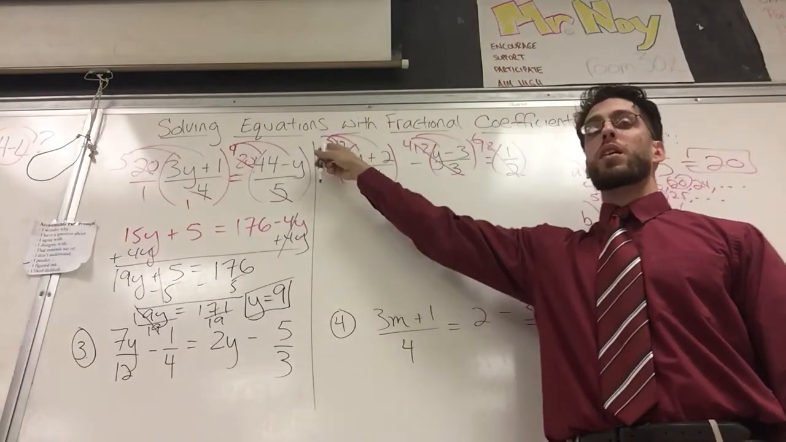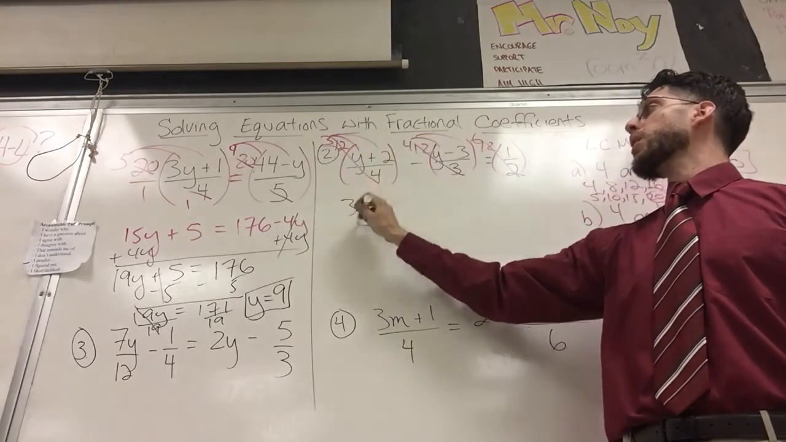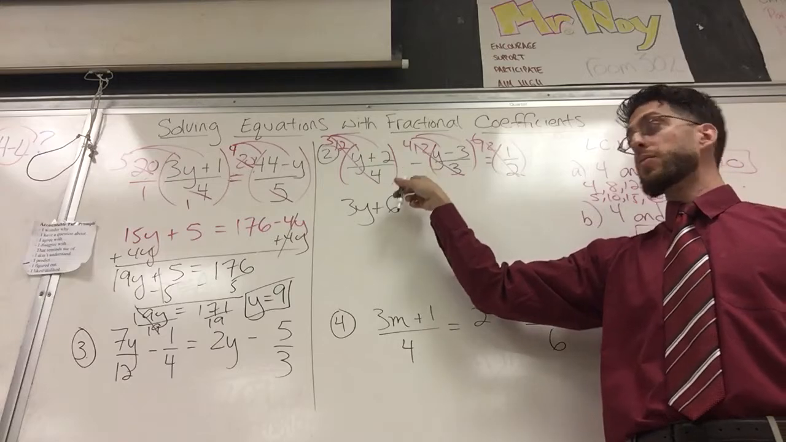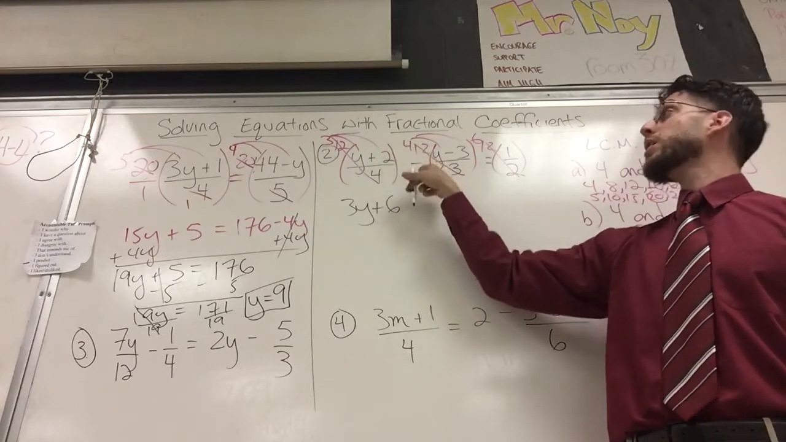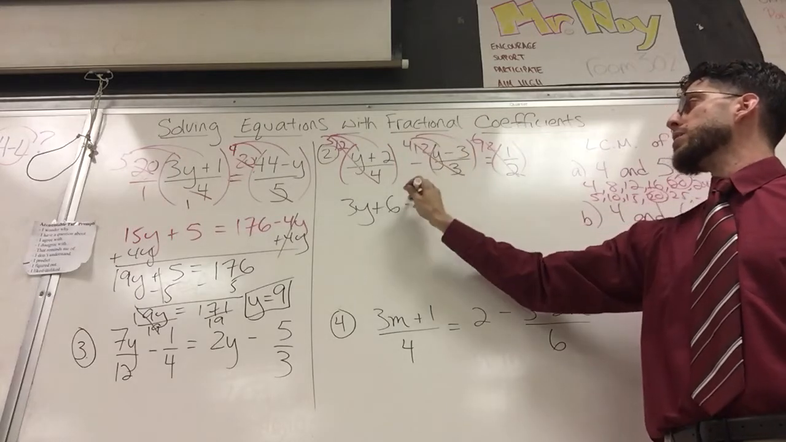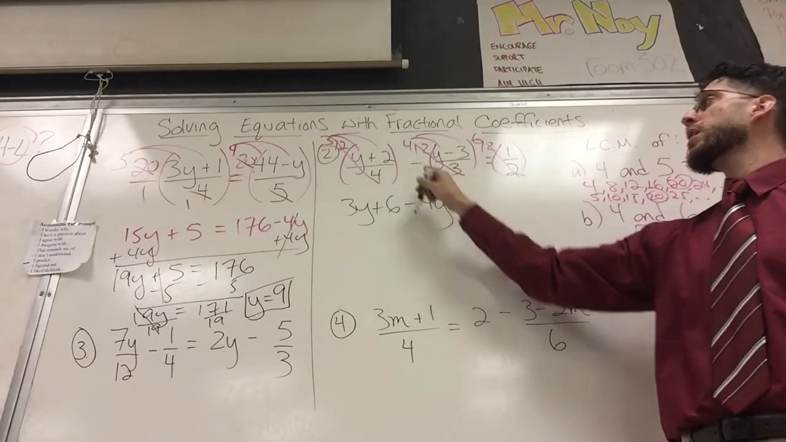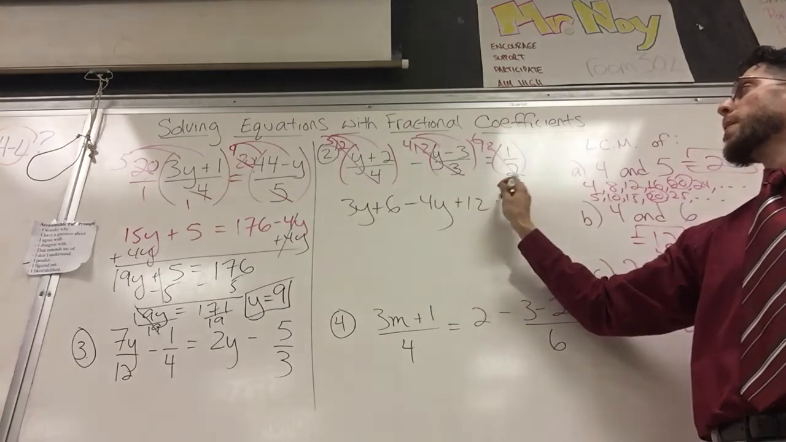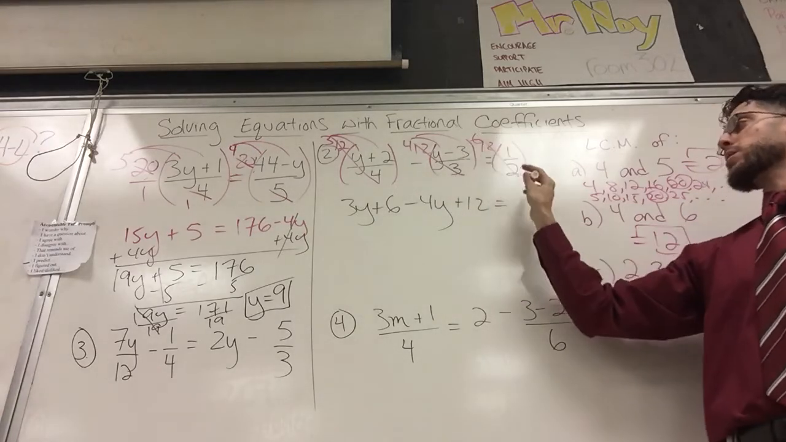3 times y, 3 times 2. That's 3y plus 6. This, be careful. If there's a minus sign, I treat it as a negative. So this is really negative 4. Negative 4 times y is negative or minus 4y. Negative 4 times negative 3 or minus 3. That's positive 12 equals, and 6 times 1 is 6.